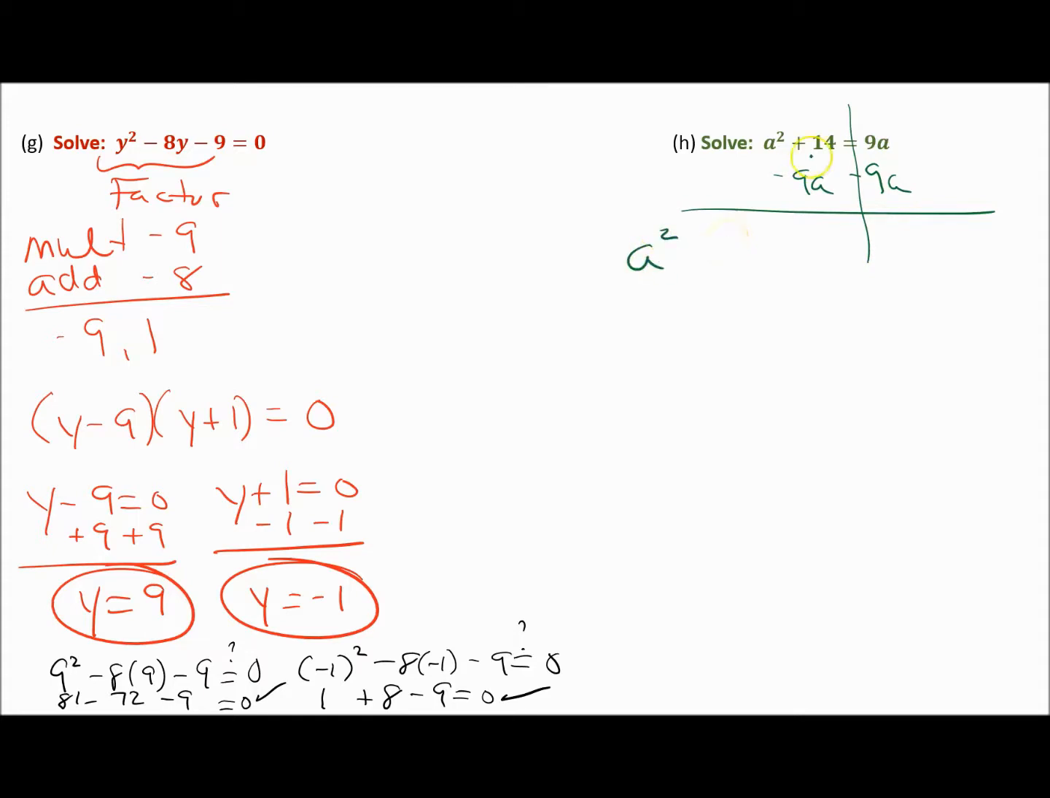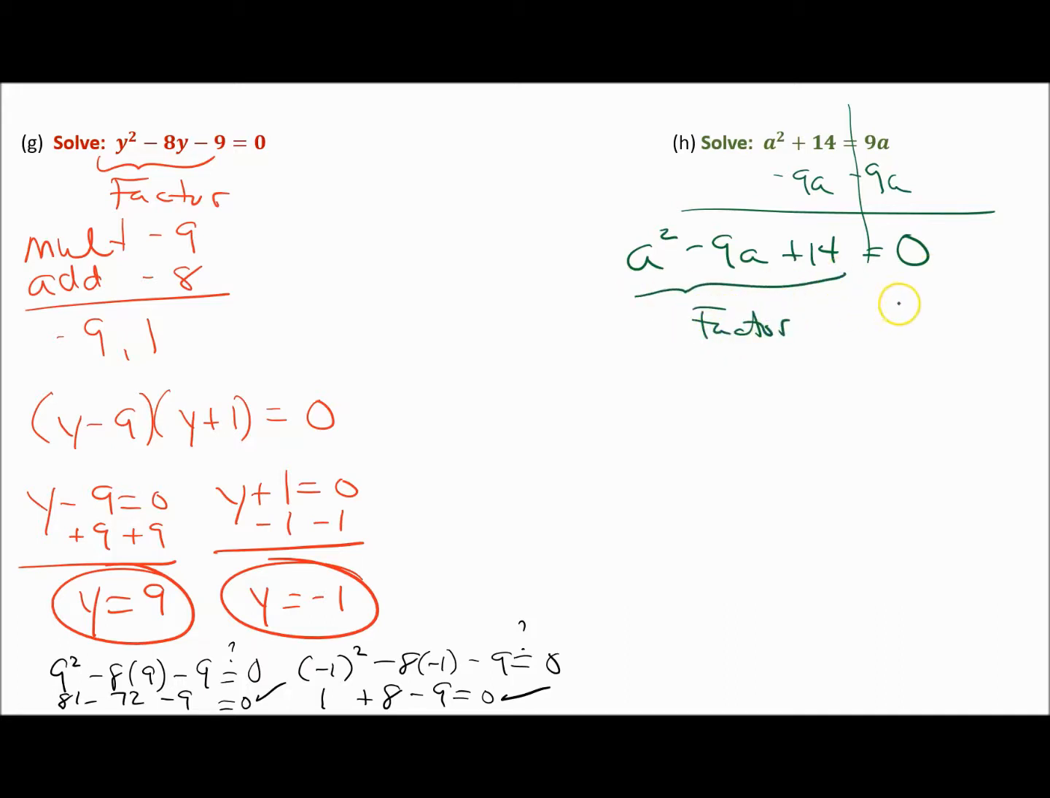Now I could put plus 14 minus 9a, but that's not in the order we typically have our problems. Descending order helps. So I put the minus 9a in the middle, so it looks like a regular problem that we factor. On the right, notice 9a minus 9a is 0. Now this is what we need, a 0 on one side. The next thing we need is to factor our polynomial.